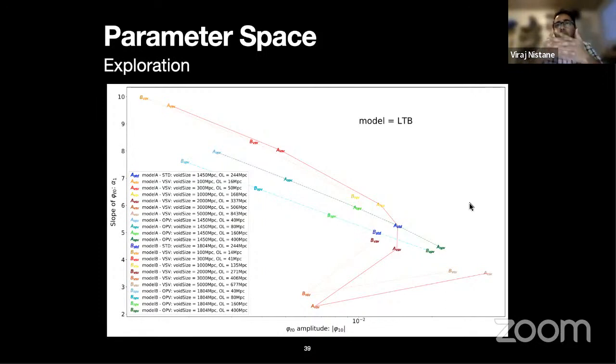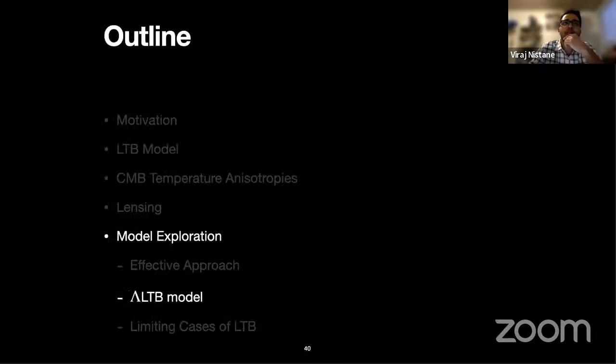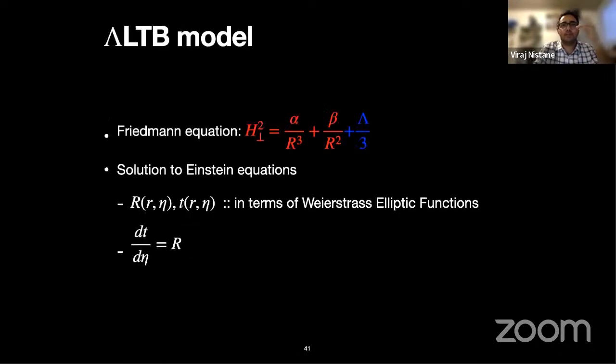And now we want to see this kind of plot for other variations of the LTB model. So the next one is the lambda LTB model. So this one is just the LTB model, as I mentioned before, with a cosmological constant. So the Friedmann equation looks like this, with the red part indicating the LTB Friedmann equation, and we just add a cosmological constant density contribution to this, to the H perpendicular squared.